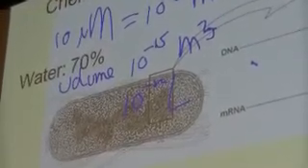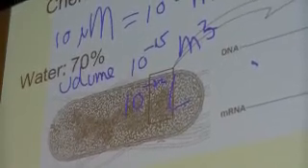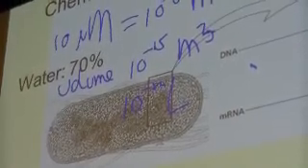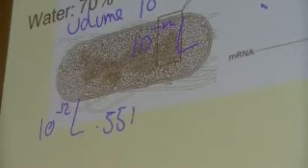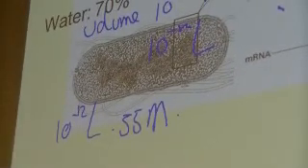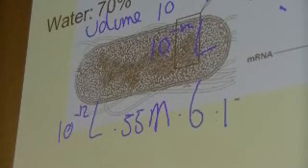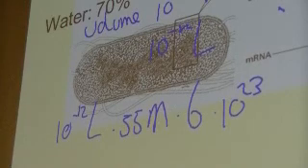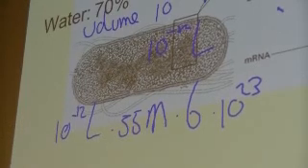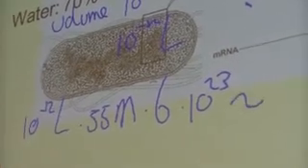Now there are 55 moles of water in a liter. So we have 10 to the negative 12 liter times 55 moles of water times Avogadro's number, 6 times 10 to the 23rd. I did this math and it was roughly 3 times 10 to the 14th molecules of water per cell.